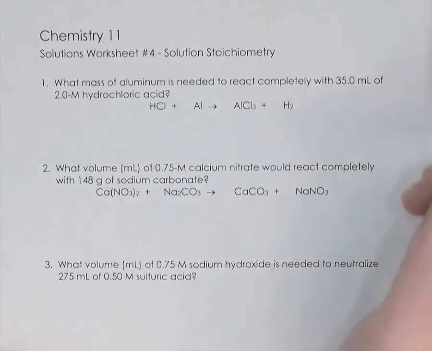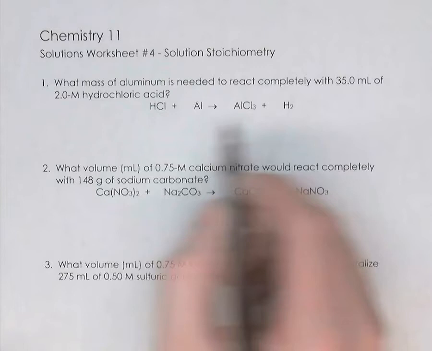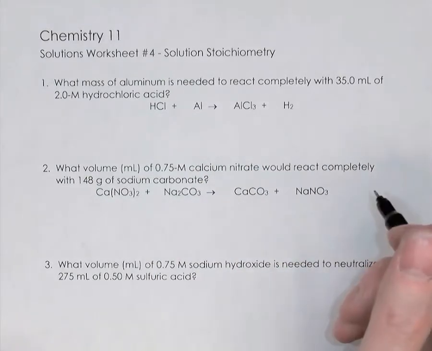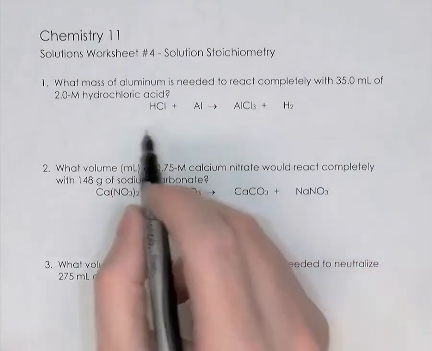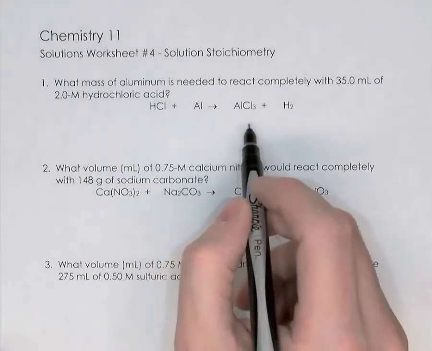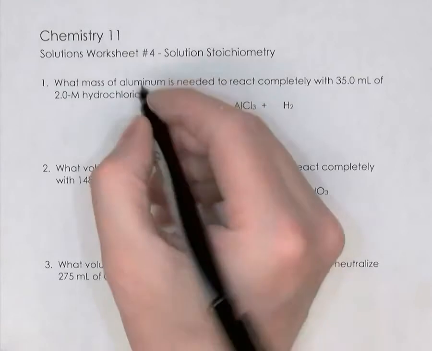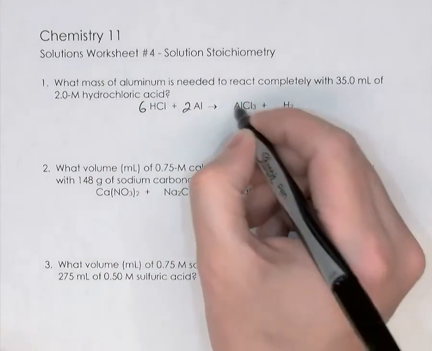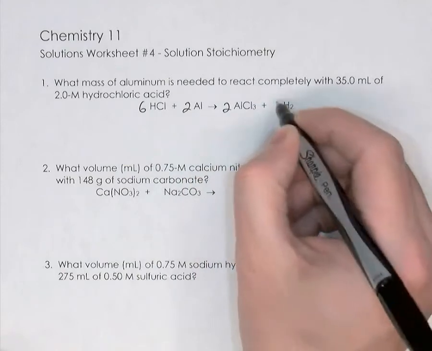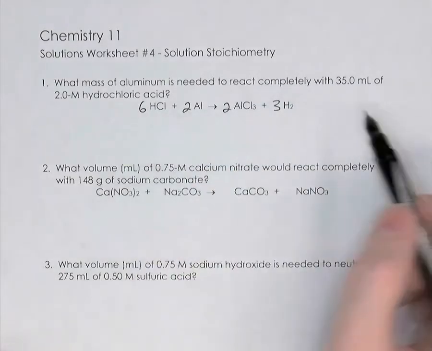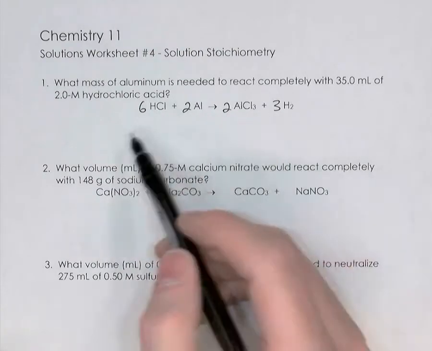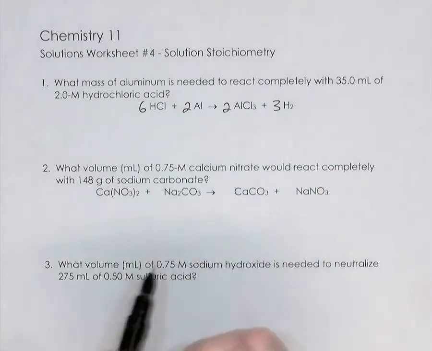So as with any stoichiometry problem, we need to have a balanced chemical reaction, right? We have to have an equation that's balanced, otherwise we don't have the right ratios for solving the stoichiometry problem. So to balance this equation, I'll put a 6 in front of the HCl, a 2 in front of aluminum, a 2 here, and a 3 here. Okay, so there's a balanced chemical equation: 6 hydrogens, 6 hydrogens, 6 chlorines, 6 chlorines, 2 aluminums, 2 aluminums, and we're good.